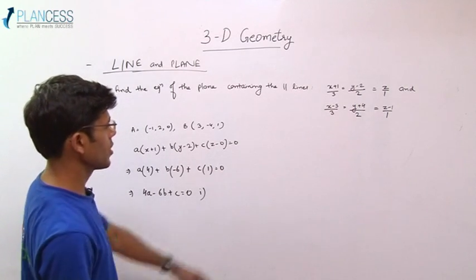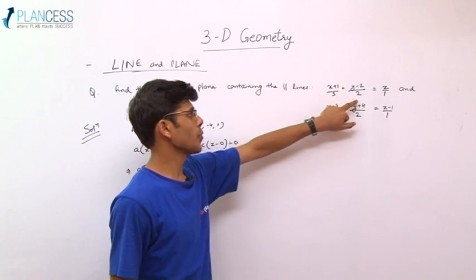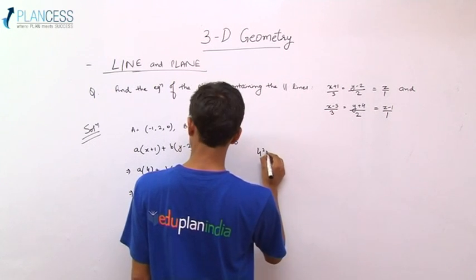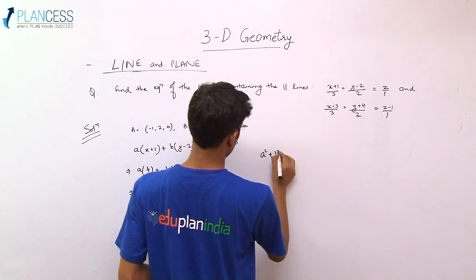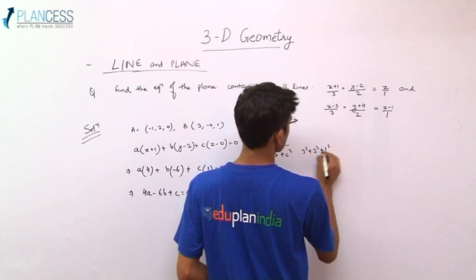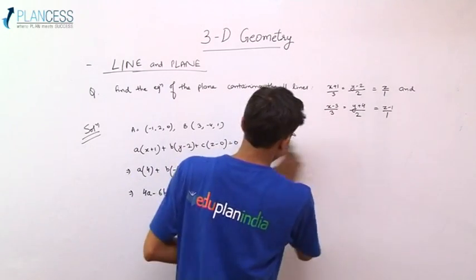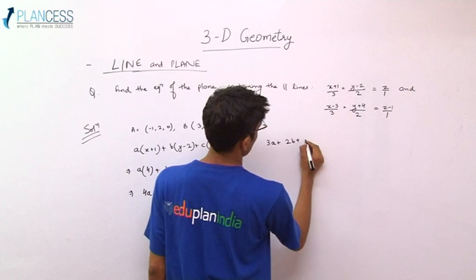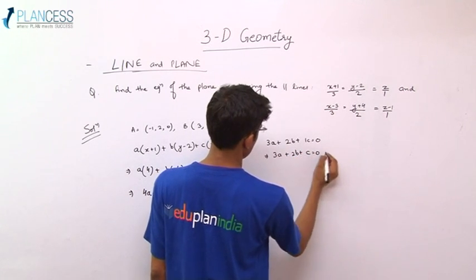Now how do we get the second equation? Since the plane contains this line, the normal to the plane is perpendicular to this vector 3 i cap plus 2 j cap plus 1 k cap. Since they are perpendicular, we can directly use al plus bm plus cn, so 3a plus 2b plus 1c is equal to 0. This is the second equation.